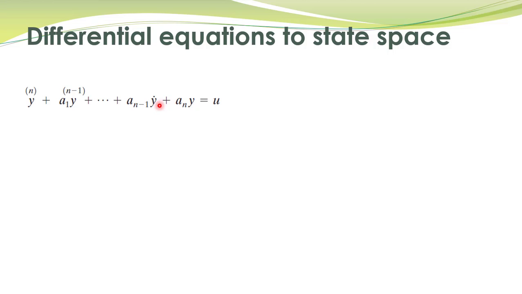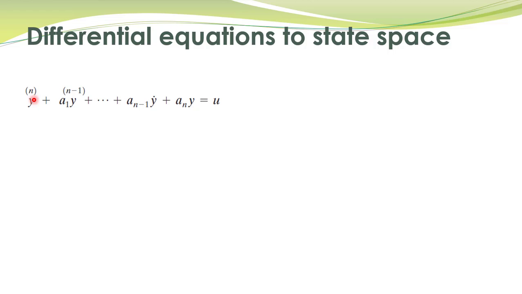Here in this equation, what is y dot? y dot is the derivative of this variable y with respect to time, and here there will be the second derivative, the third derivative, and this is the n minus first derivative of this variable y. This is the nth derivative of y. So the procedure to obtain state space representation from this differential equation is very simple.